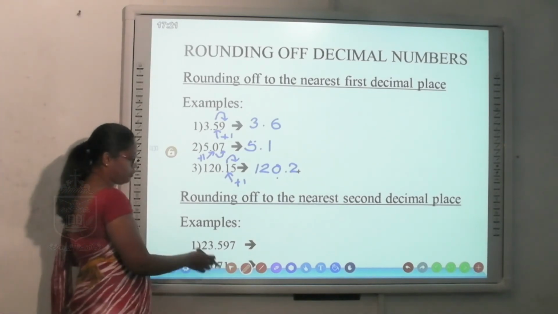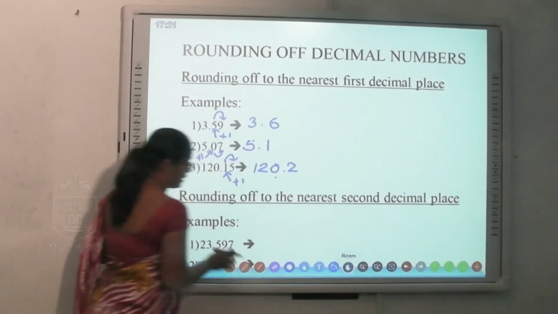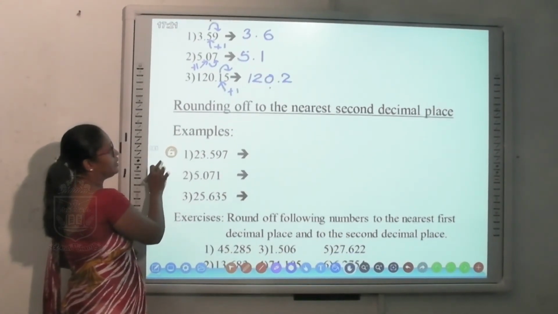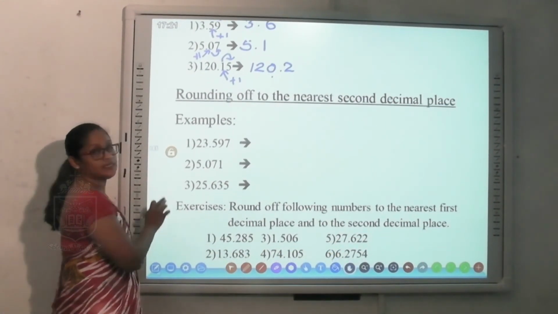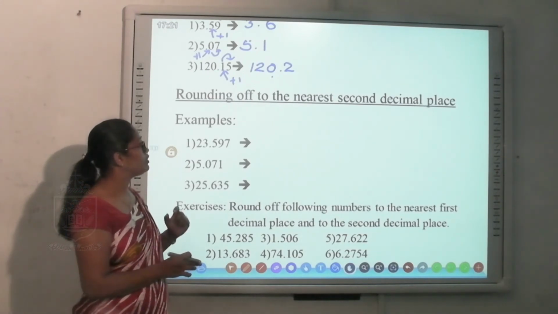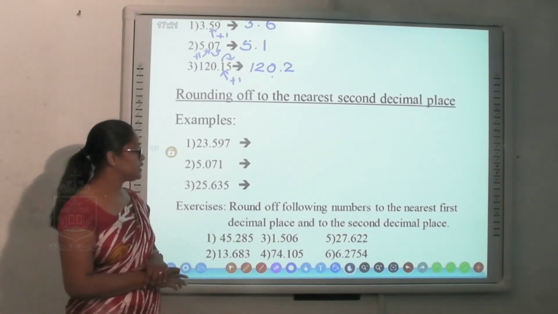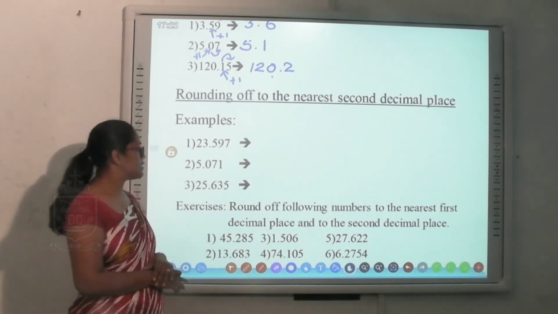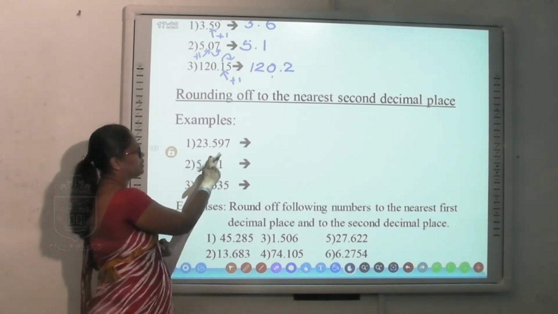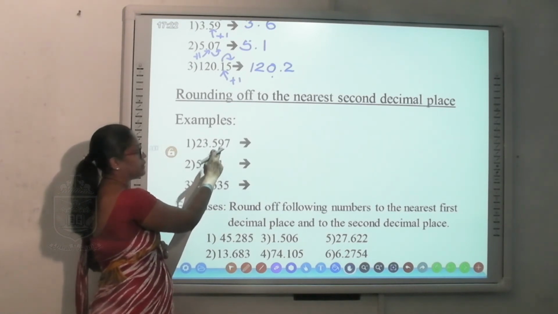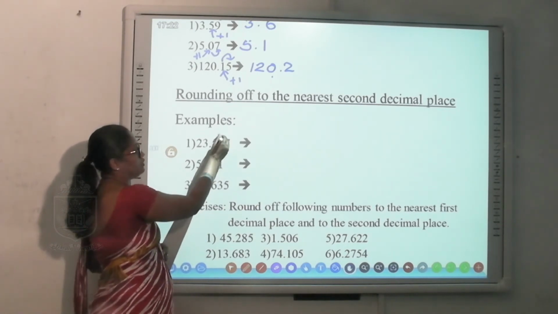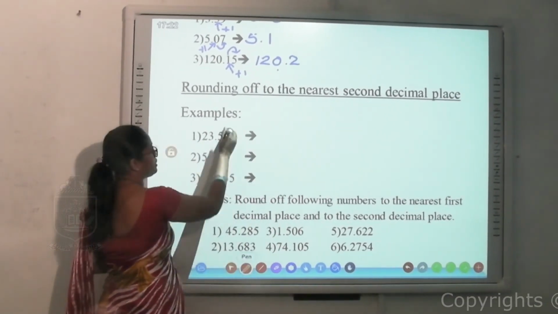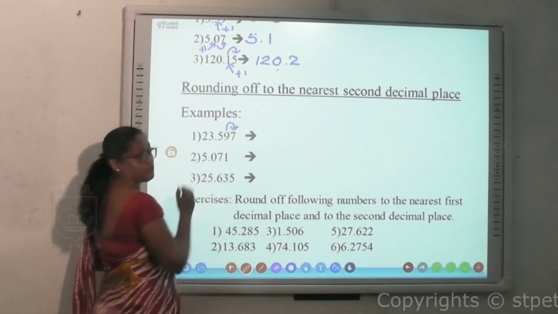Right. We will move to the next part of the lesson, the last part actually, rounding off to the nearest second decimal place. Here in this case we have to find out the second decimal place, right? So this is called the first decimal place and this one is the second decimal place. Once you find it, you have to look at the third decimal place, that is 7, right?